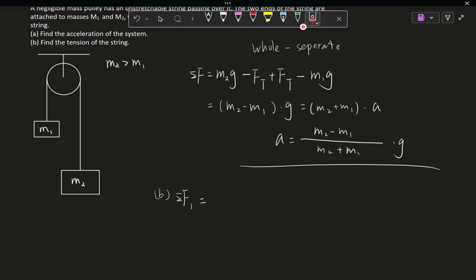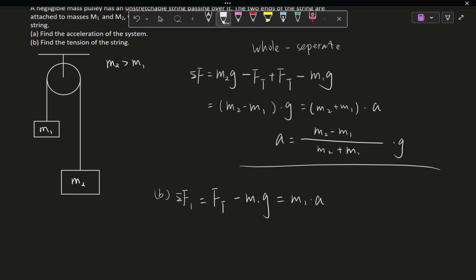Since you can imagine, because M2 is bigger than M1, it's definitely sliding down this way, right? So the tension force over here is definitely bigger than the gravitational force of object number 1. This is very important because they can ask you to draw a free body diagram, and you must draw the tension force bigger than the gravitational force. You understand it? Okay, so let's write it. It is equal to Ft minus M1G, and this is equal to M1 times A.